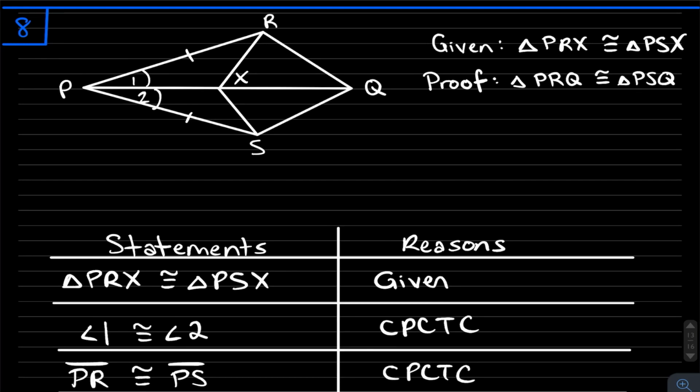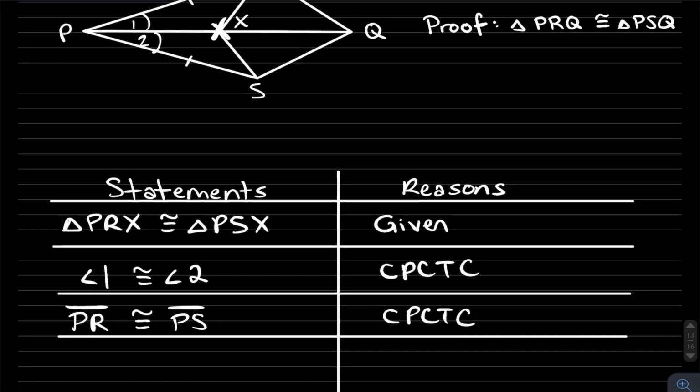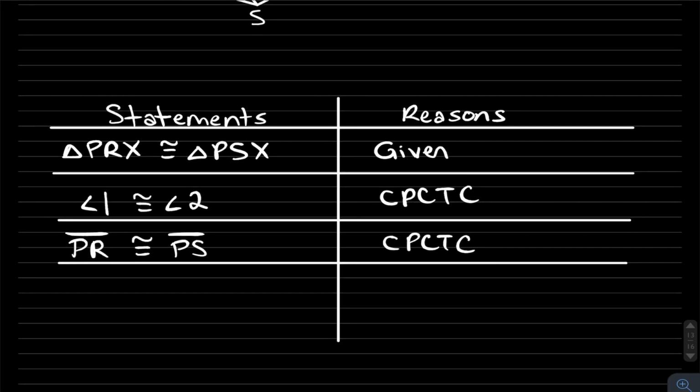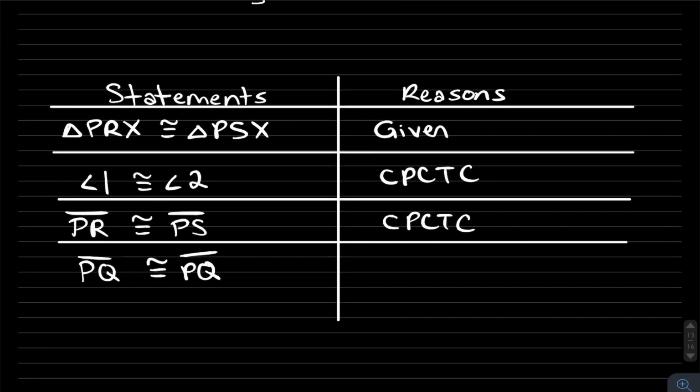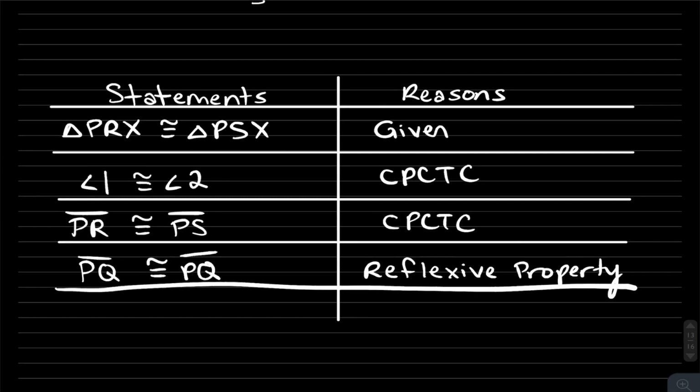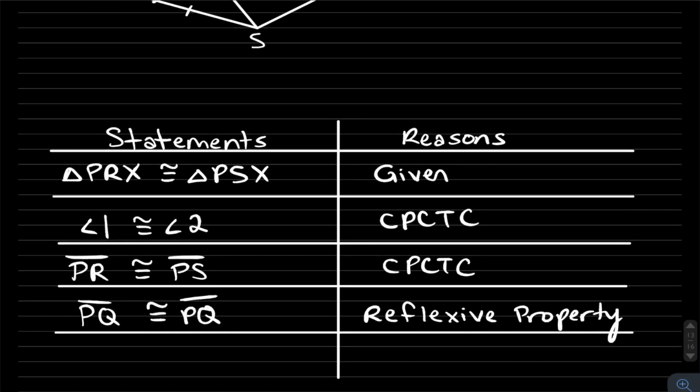What else do we have? Well, remember that this side is shared by both of those big triangles. And so now we have a side, angle, side. That's SAS. We're good. That's all we have to do is prove that right here, right? PQ is congruent to itself, right? That's what the segment is, PQ. And that's by the reflexive property. Okay, and then the last thing here, we can then say that these two triangles are congruent, right? Triangle PRQ is congruent to triangle PSQ.